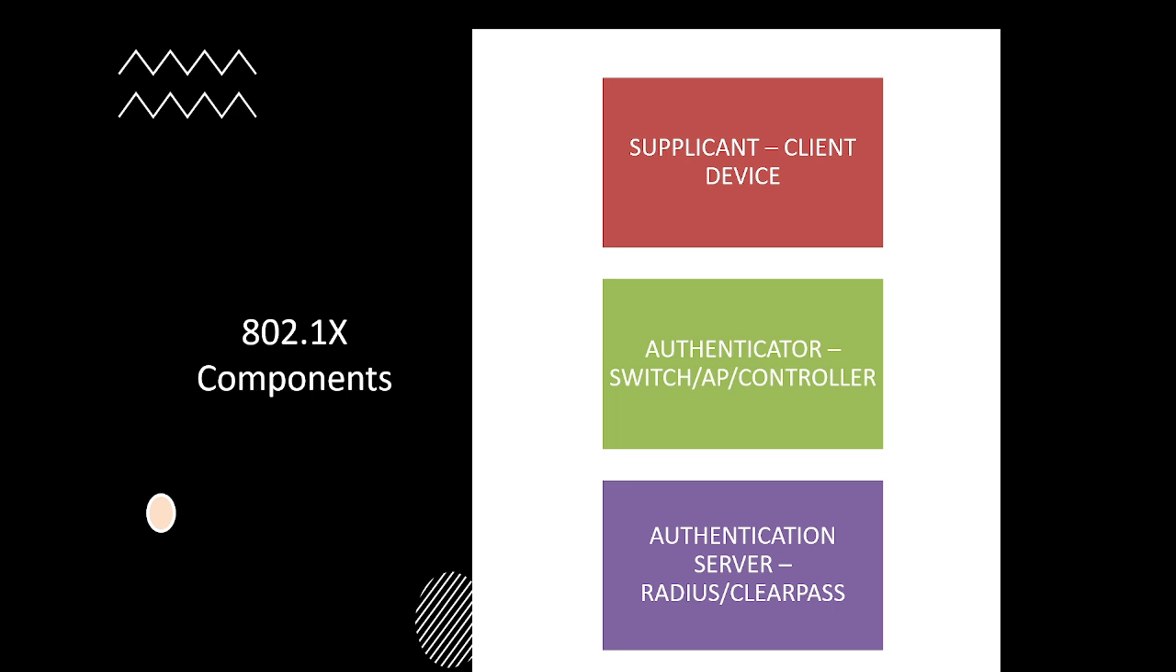Three main components of 802.1x: supplicant, authenticator, and authentication server. Supplicant is the client device: laptop, mobile device, desktop, or tablet. These devices send authentication credentials. Authenticator means the switch, wireless controller, or access point. Authentication server means the RADIUS server, the Aruba ClearPass, which validates the user identity.